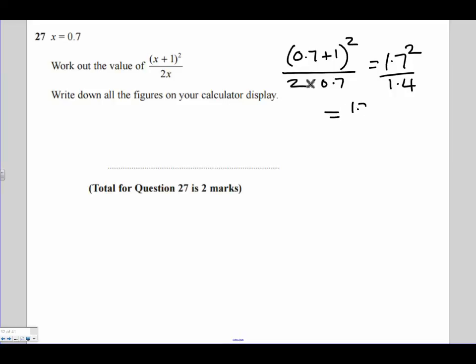1.7 squared means 1.7 times 1.7 divided by 1.4. Put this into your calculator and you get 2.064, and the 4 has a little dot above it, 28571, and the 1 has a little dot. And that means it recurs between the 428571, 428571, and so on.